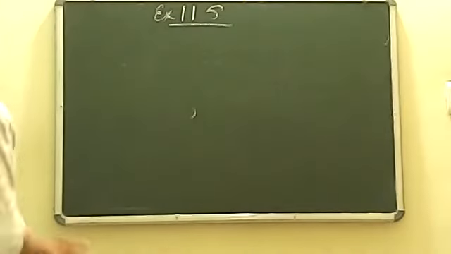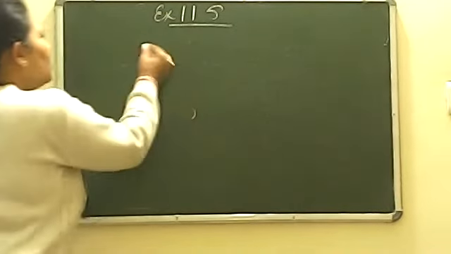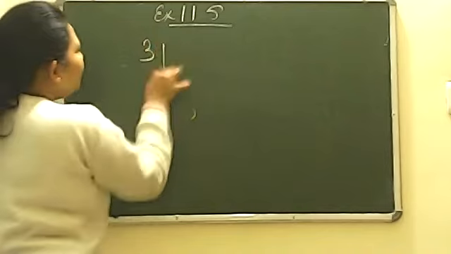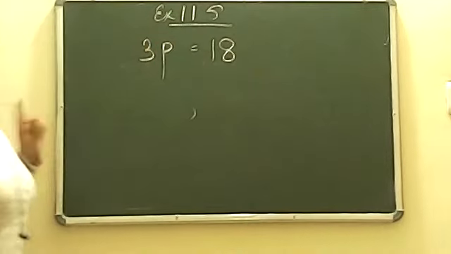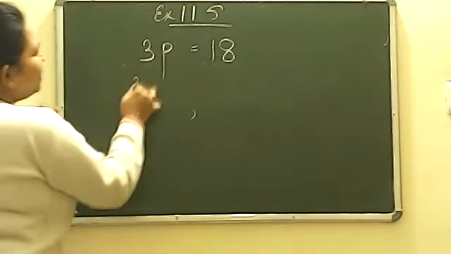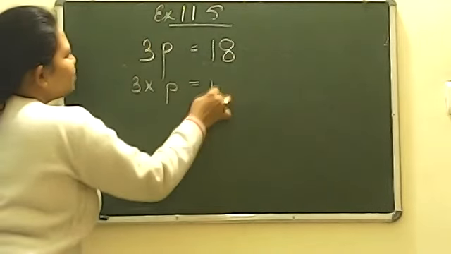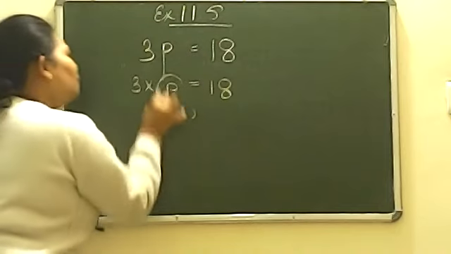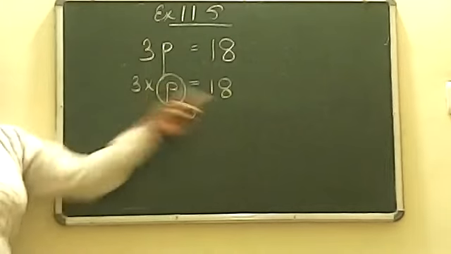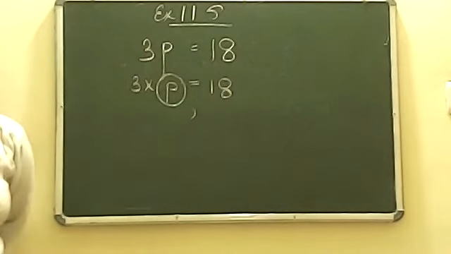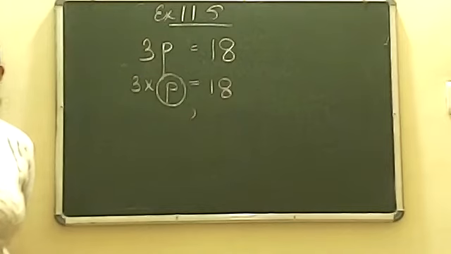See, suppose your question is 3p is equal to 18. Now tell me, 3p means 3 into p is equal to 18. Now tell me what value I can place in the place of p which gives you the answer 18. Think and tell. Answer is 6. Okay, students are giving the answer 6.